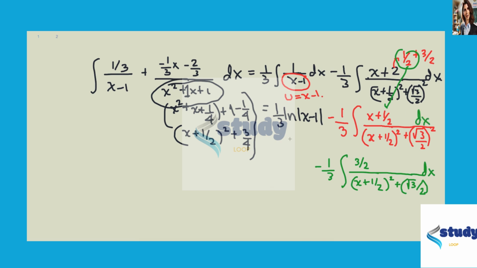Now we've already evaluated the first integral here. We have our natural log. Now we have 2 more, one in the red, one in the green. The reason for pulling out the x plus 1/2 was so that we can use a u substitution for the red one. So for this integral in red, we should take u to just be the whole denominator.